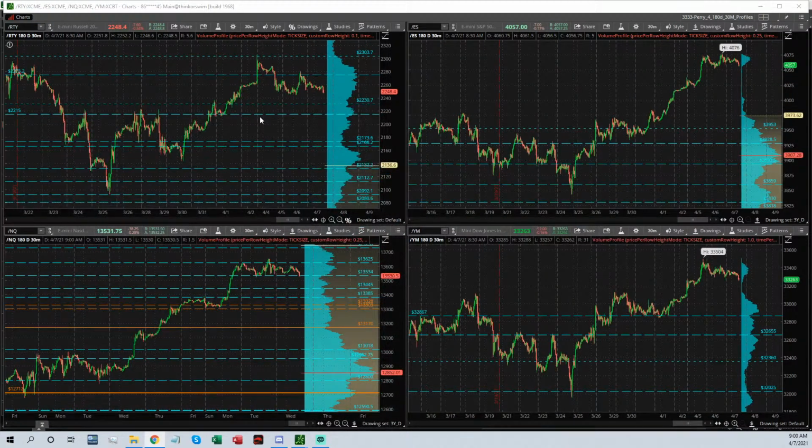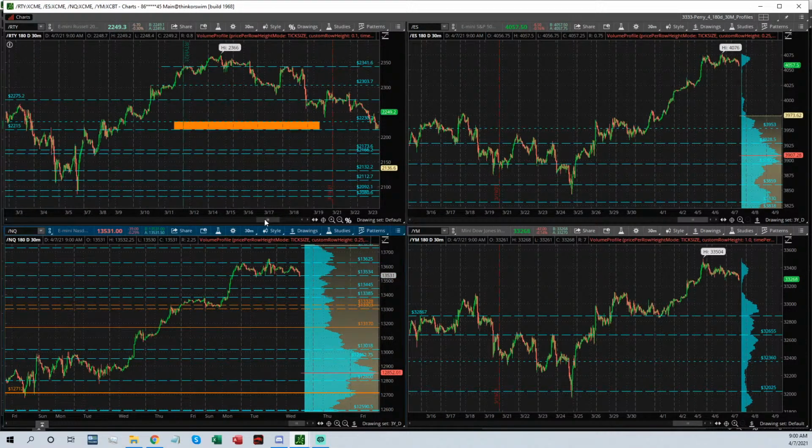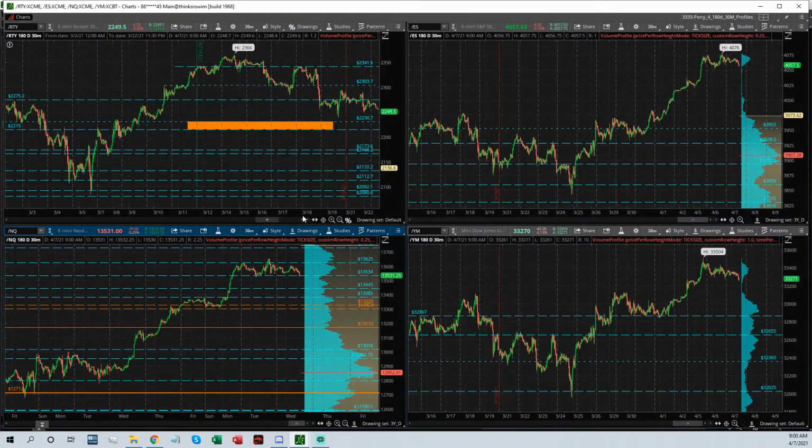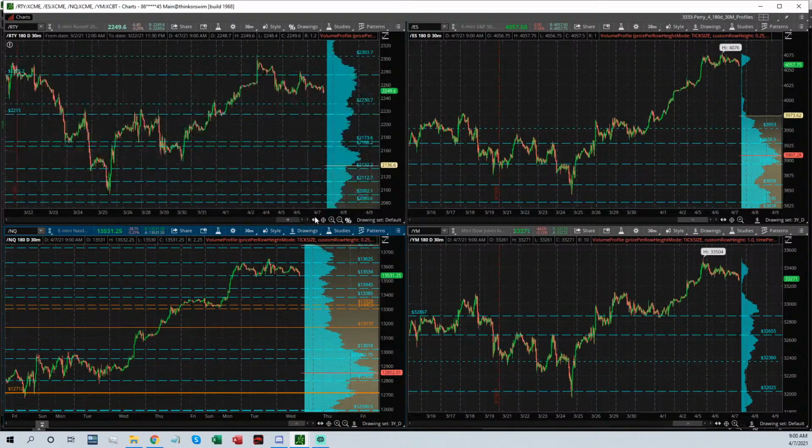Looking at all the indexes, yesterday was an all-time high for the ES. The day before, on Monday, was an all-time high for the Dow. The Russell and the NASDAQ, not so much. So the Russell still had some work to do. 2366 is its high, and it is still holding this zone that we've been watching.